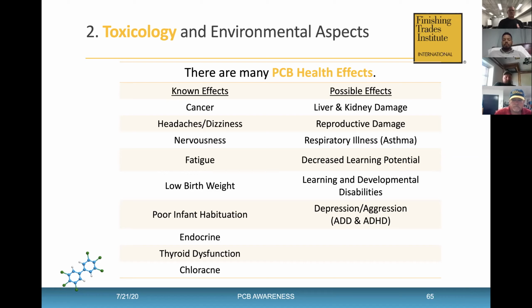Liver and kidney damage, reproductive damage, respiratory illnesses. It can cause asthma, decreased learning potential, learning and developmental disabilities for kids, and it adds to depression and aggression. So there's a lot of health effects for PCBs. And when we look at lead and asbestos, they're still bad, but there's probably five apiece.